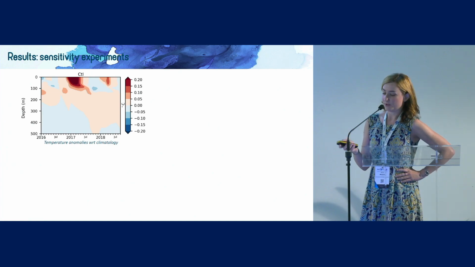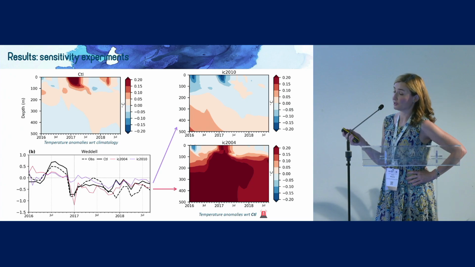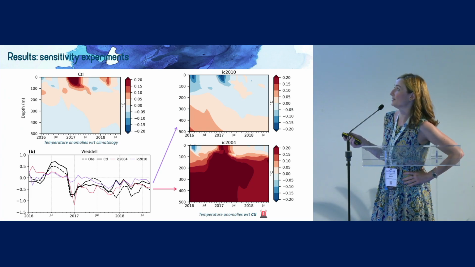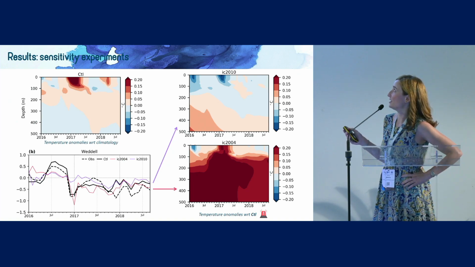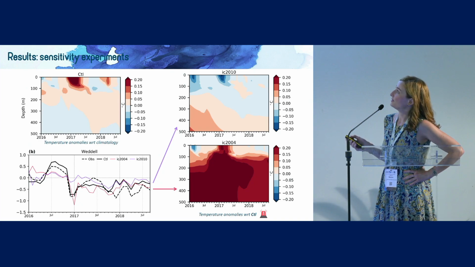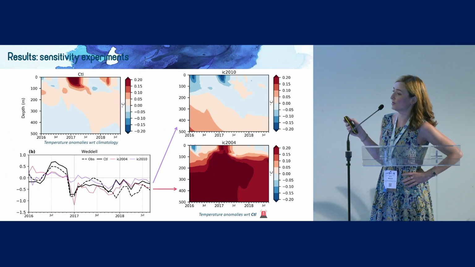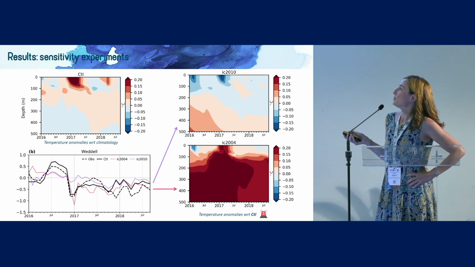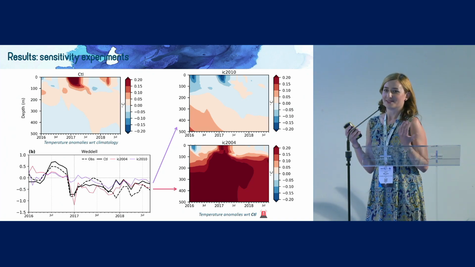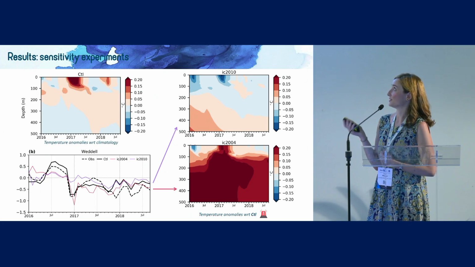And how about our two members? These are the temperature anomalies compared to the control experiment. And we can clearly see that the member with the strongest anomalies has a warmer ocean overall in the Weddell sector. And the other member, the one with the smallest anomalies, has overall a cooler ocean, at least until 200 meters. So we can see that there is kind of a straightforward link between the state of the ocean and the sea ice extent anomalies.